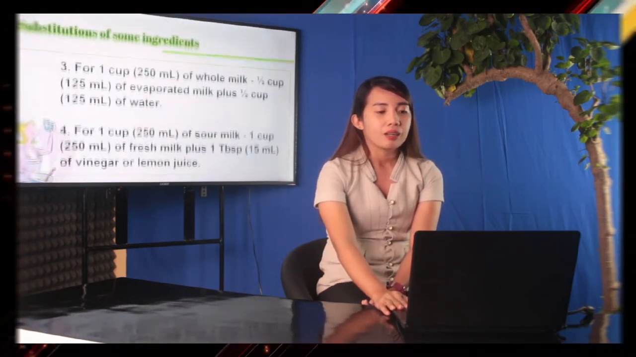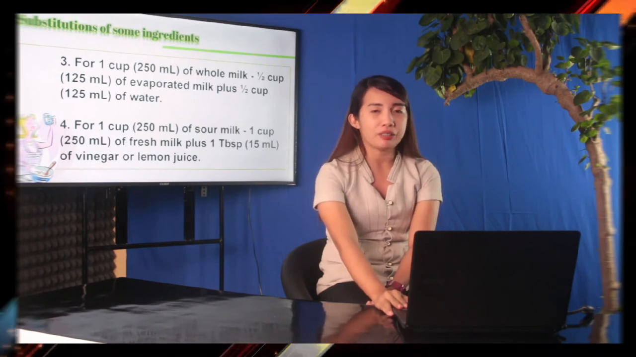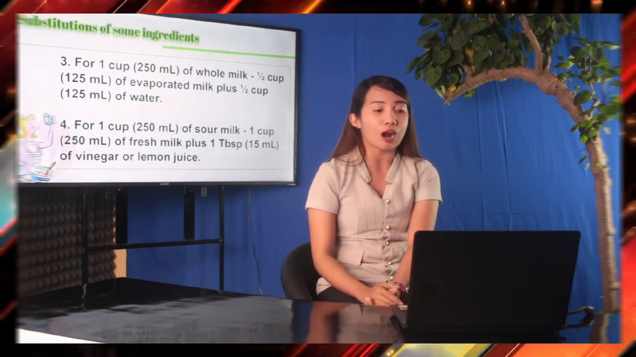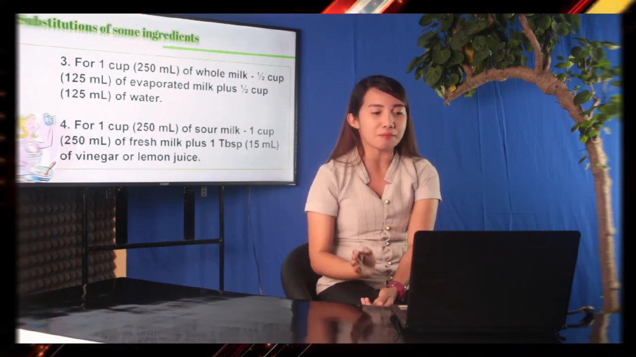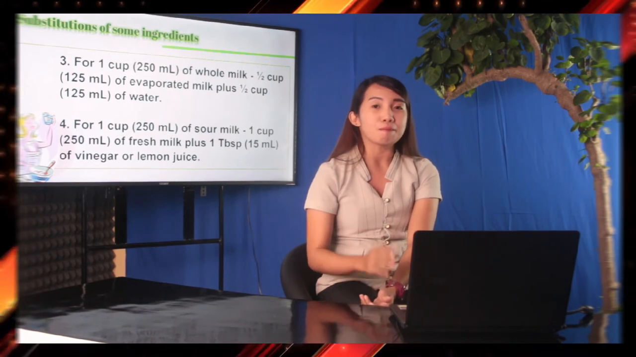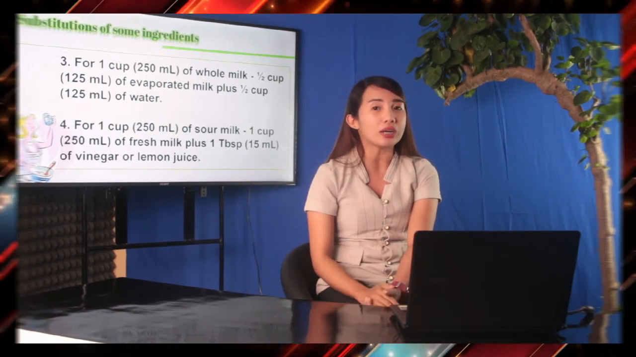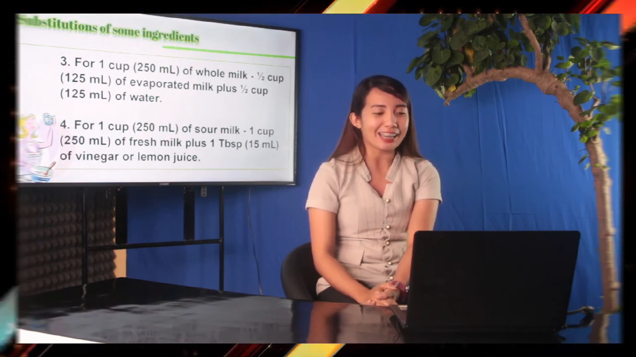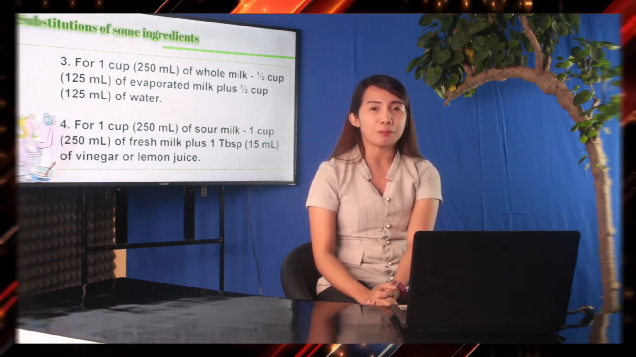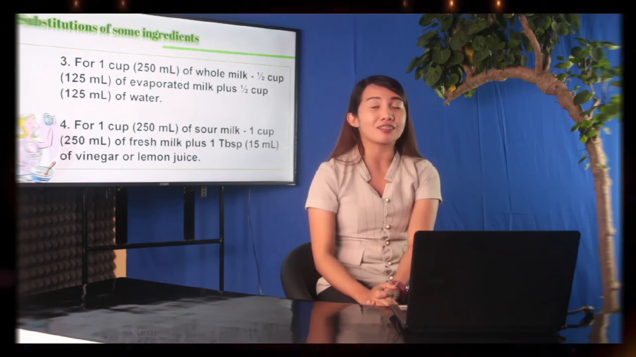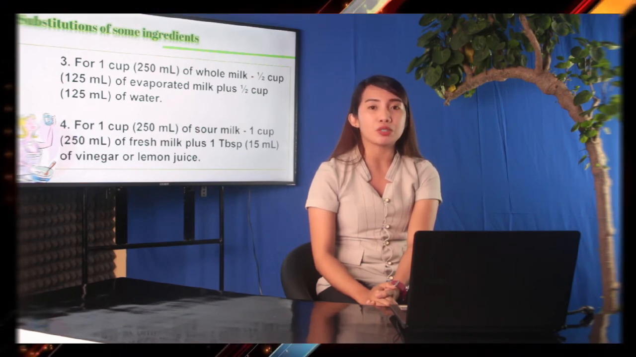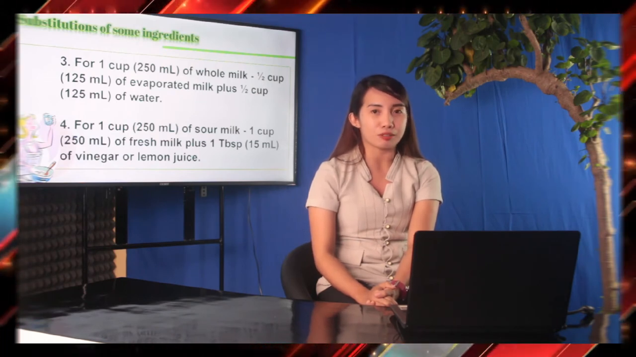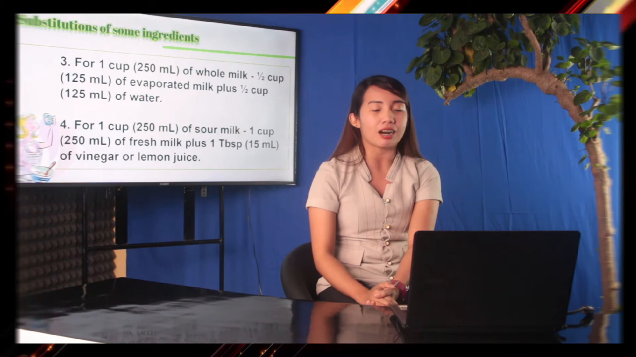Next, for 1 cup, you may use 250 ml of whole milk or 1/2 cup or 125 ml of evaporated milk plus 1/2 cup or 125 ml of water. Next, for 1 cup, you may use 250 ml of sour milk or 1 cup, which is 250 ml of fresh milk plus 1 tablespoon or 15 ml of vinegar or lemon juice.